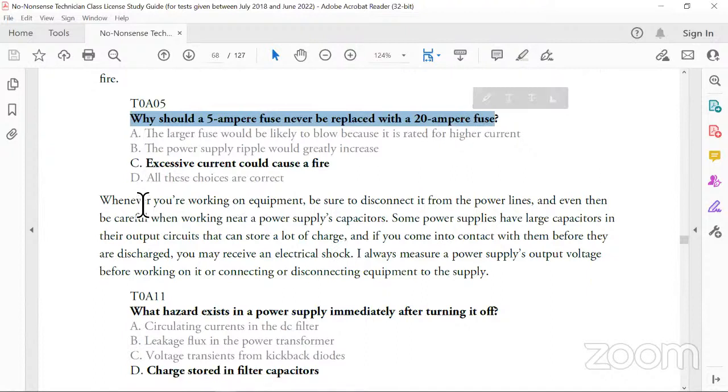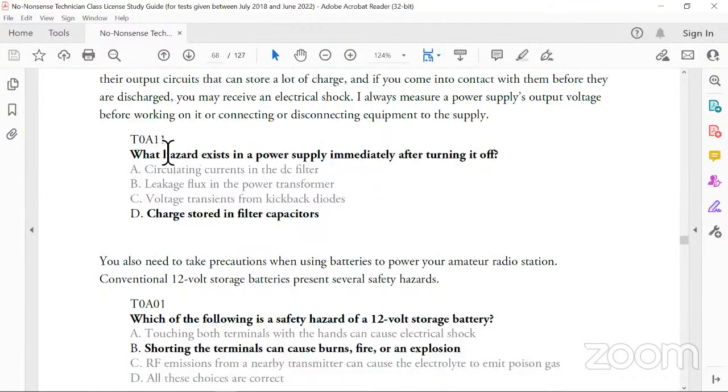All right. Why should a 5 ampere fuse never be replaced with a 20 ampere fuse? Because that's dangerous. It can cause excessive current to flow and cause a fire. Bad idea.